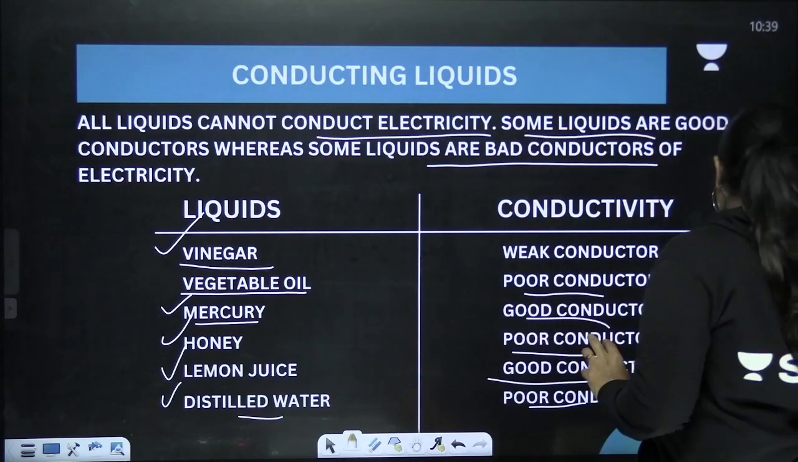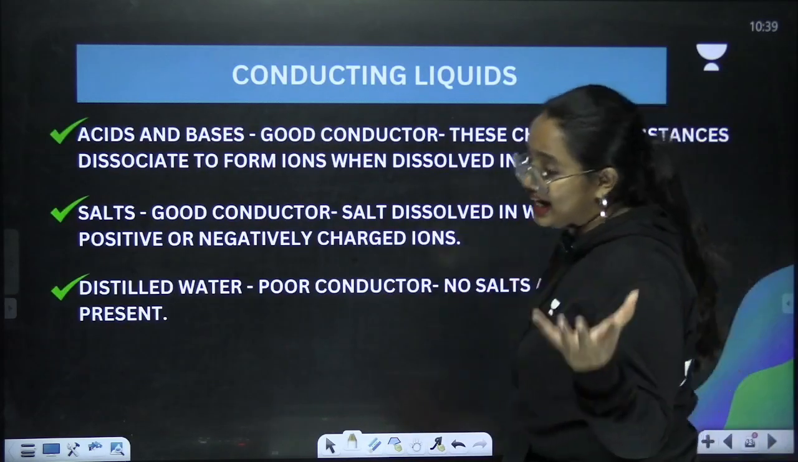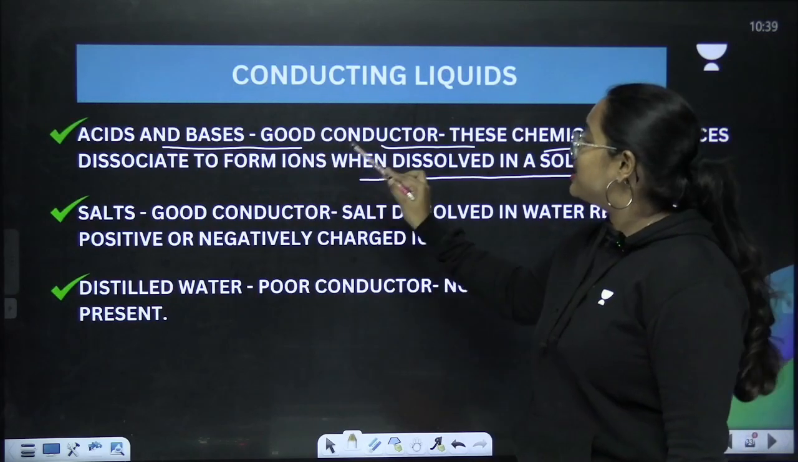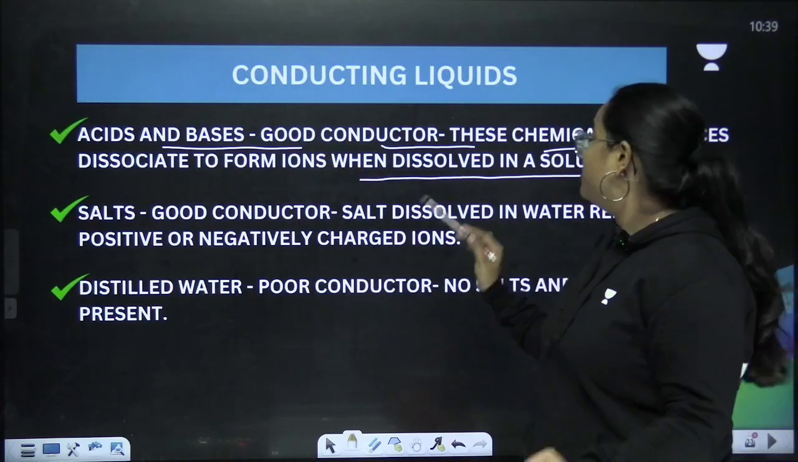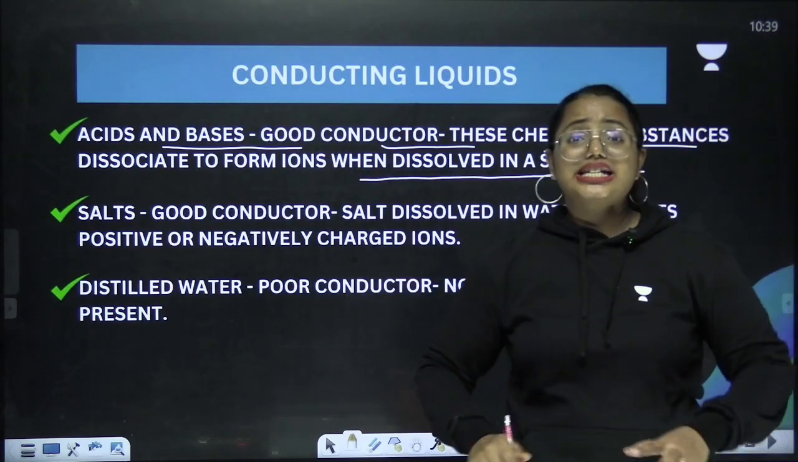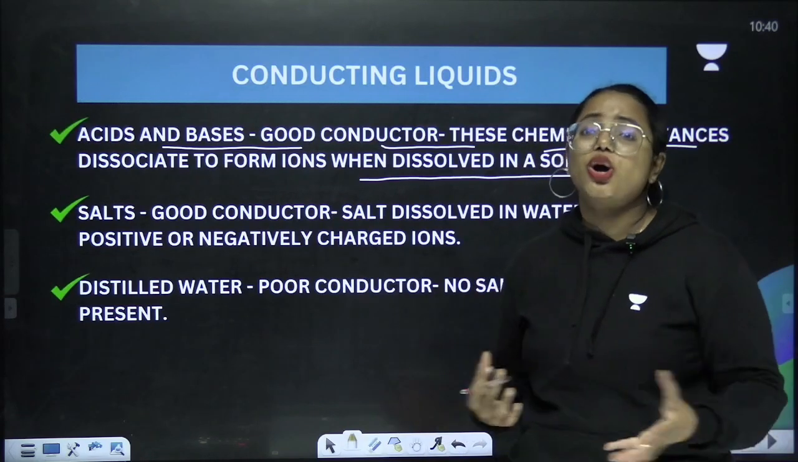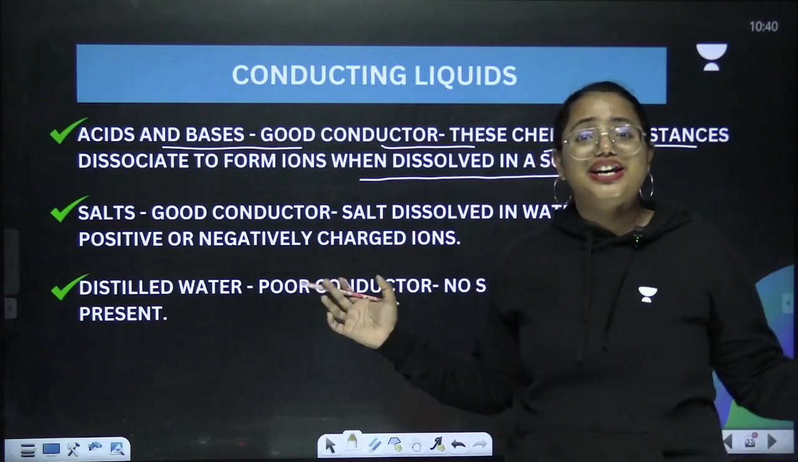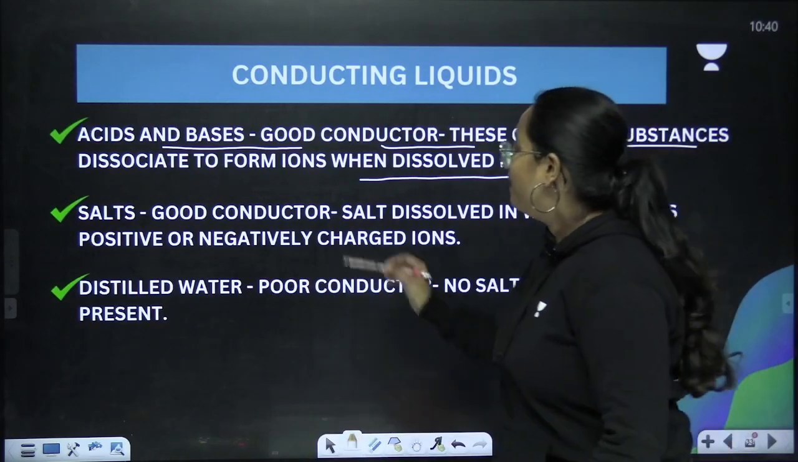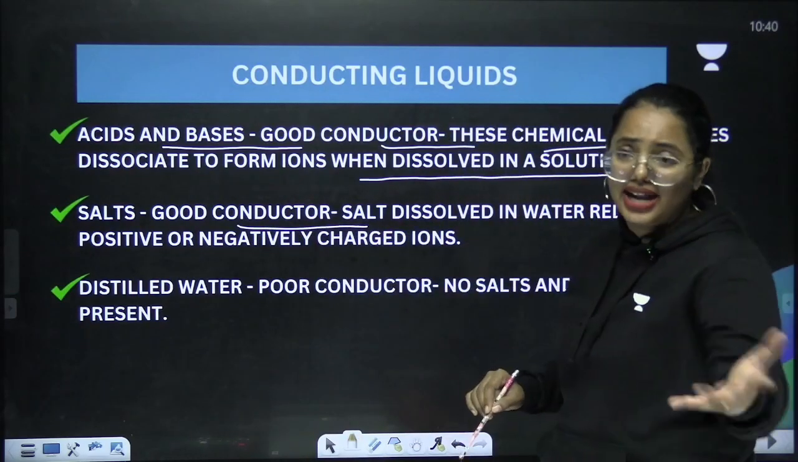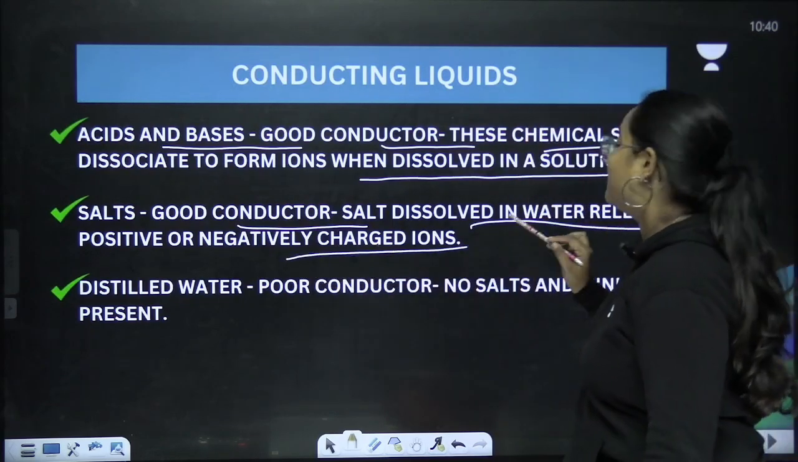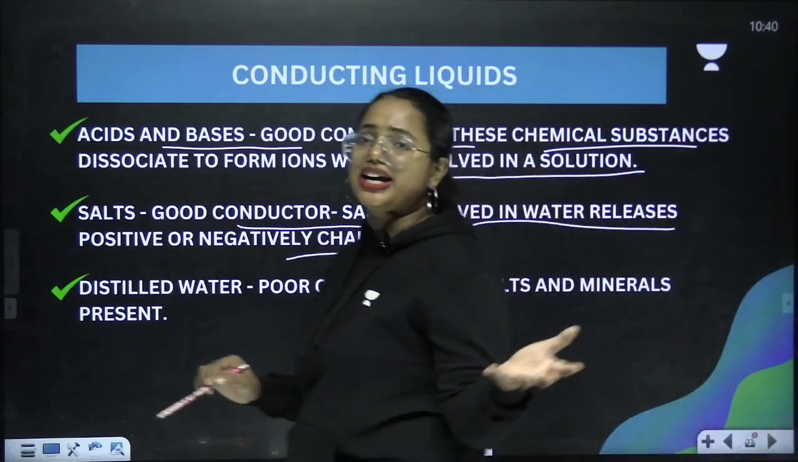And now we are going to learn about conducting liquids again, and we have to consider acids and bases too. Acids and bases are considered good conductors because these chemical substances can dissociate to form various ions when dissolved in a solution. So these can be considered good conductors for sure. But what about salts? Again, a good conductor. Salt dissolved in water releases positively or negatively charged ions, so this can be conducting again.